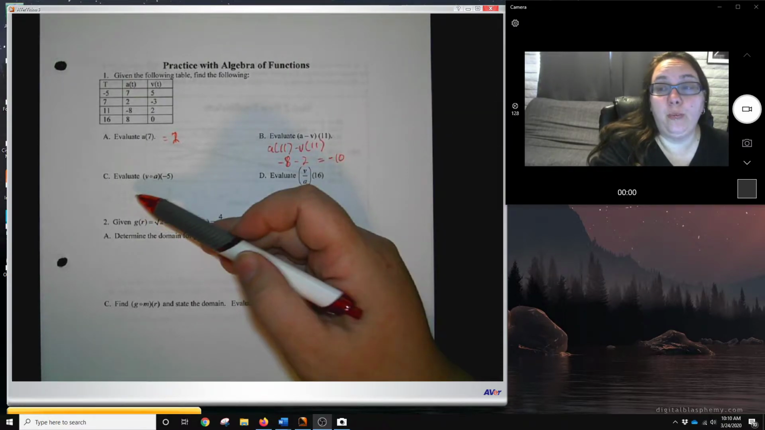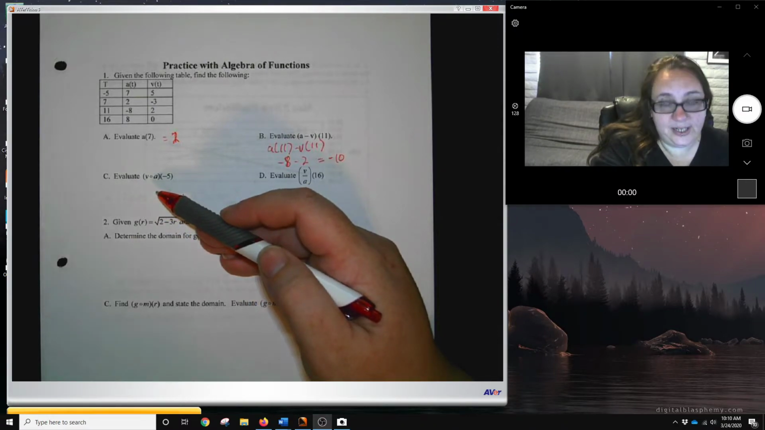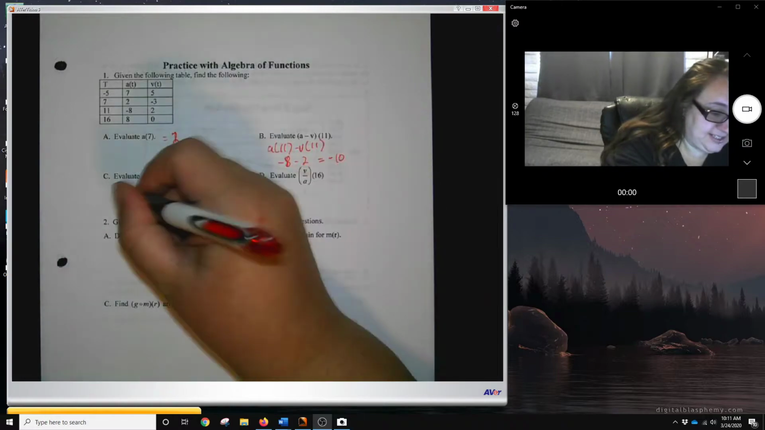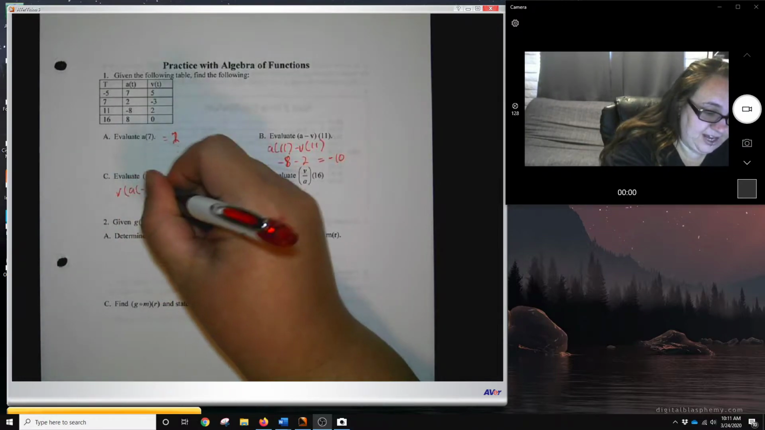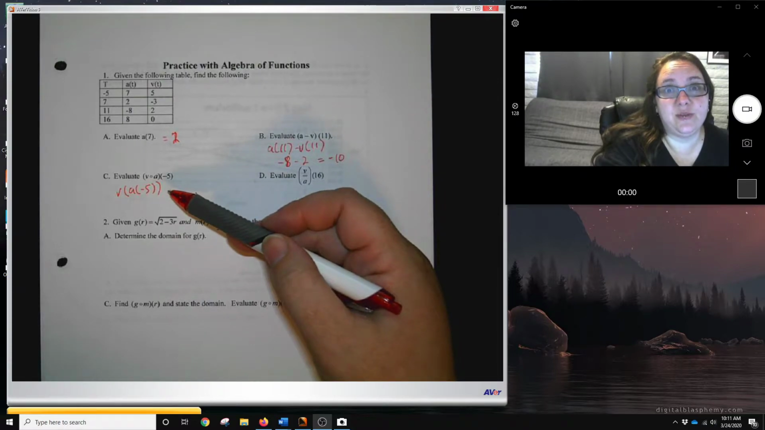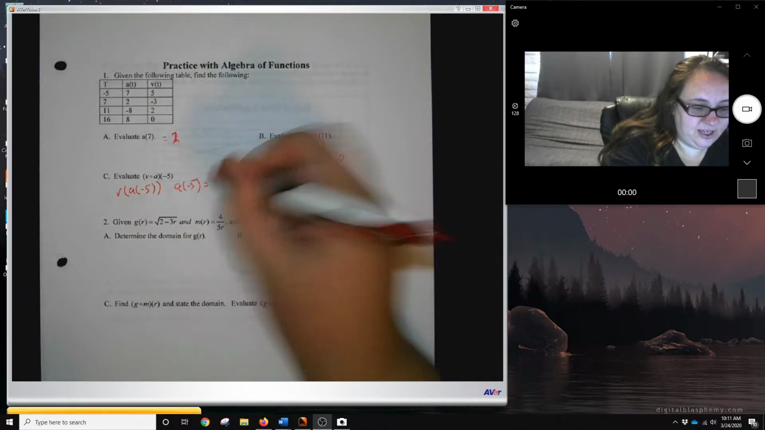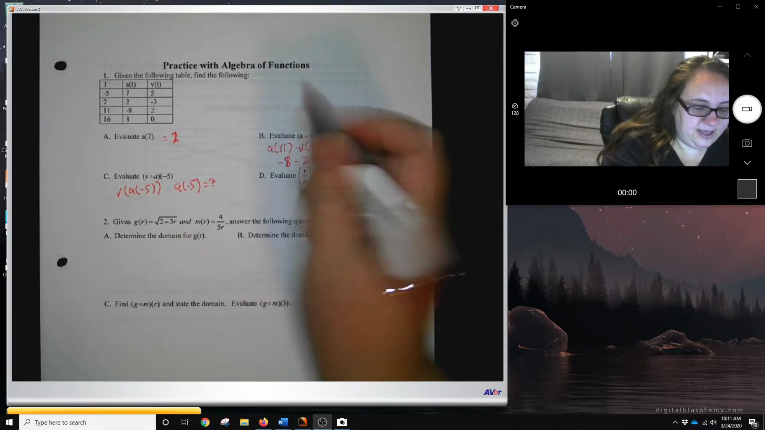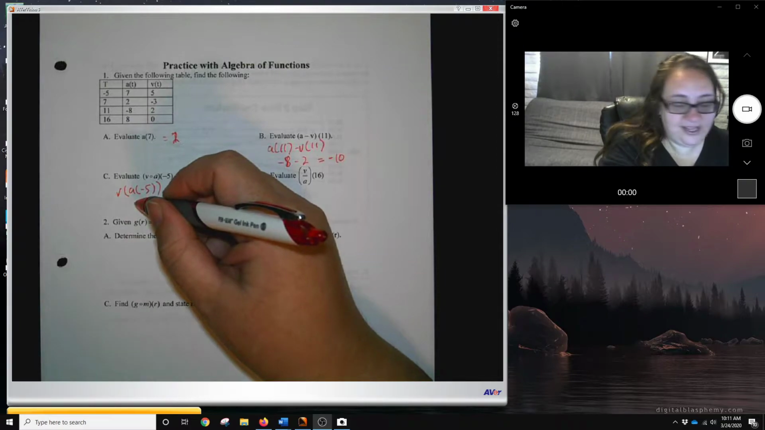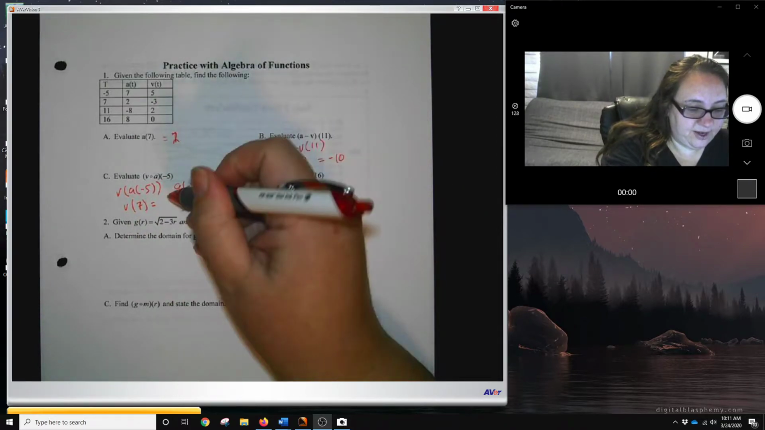Remember that the open dot is composition. So V open dot A of negative 5 is the same as V of A of negative 5. And so I'm going to do the A of negative 5 first because we always work from the inside out. So A of negative 5 is 7. And so then since A of negative 5 is 7, this is going to be V of 7, which is negative 3.